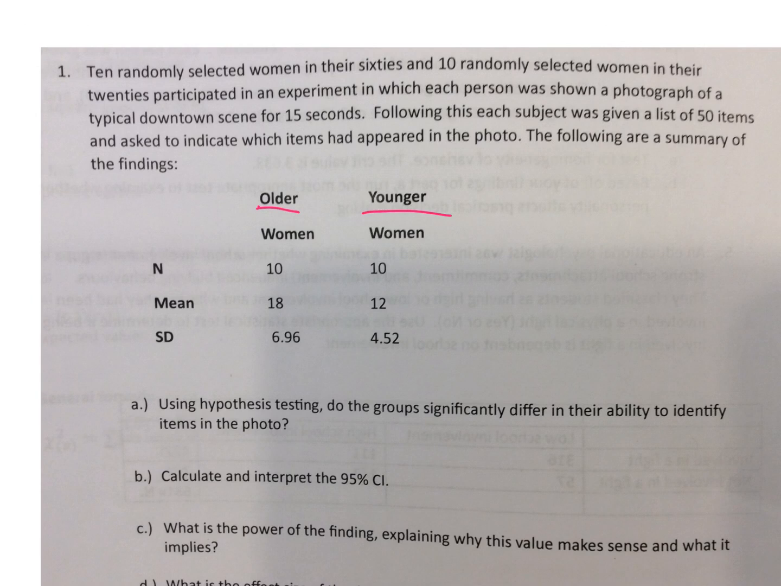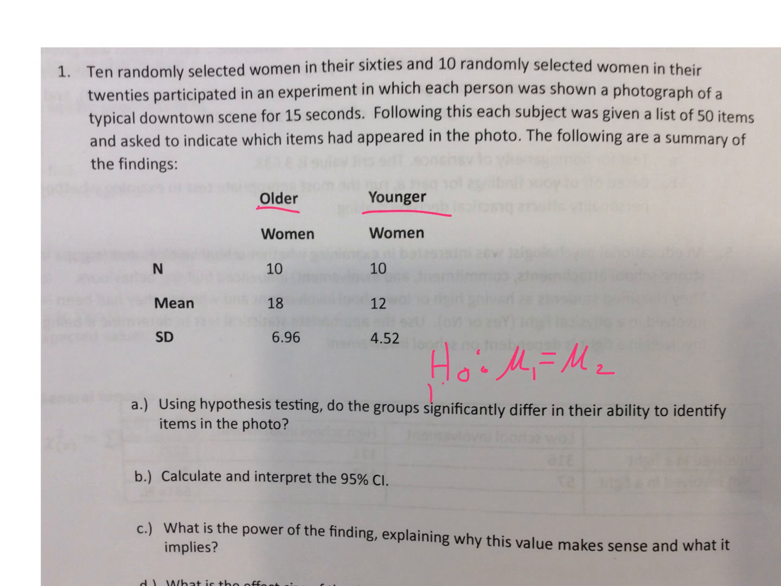And so the first question is, using hypothesis testing, do the groups significantly differ in their ability to identify items in the photo? So what we want to do here is an independent t-test in order to determine if there's a significant difference between the two groups. So that's always your hypothesis. The H0, which is the null hypothesis, is basically, however you want to state it, that the two means are equal, so mean 1 equals mean 2, or there's no significant difference between the groups. There's lots of different ways to state it.